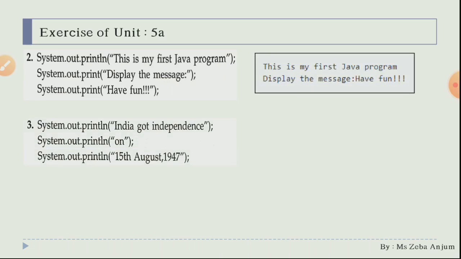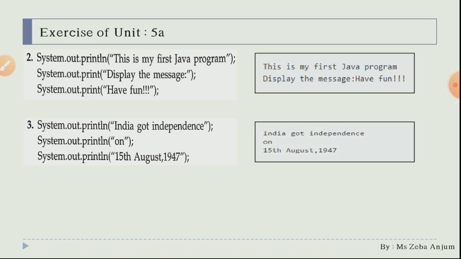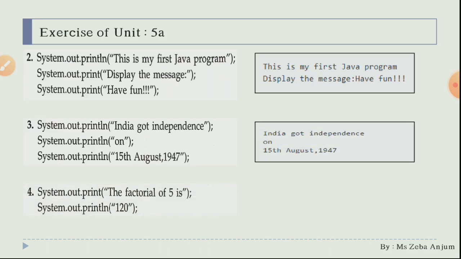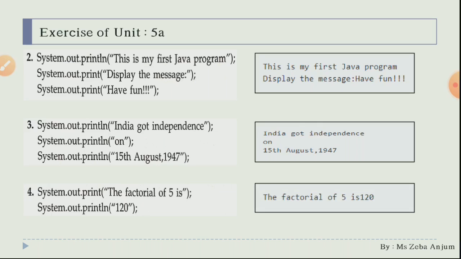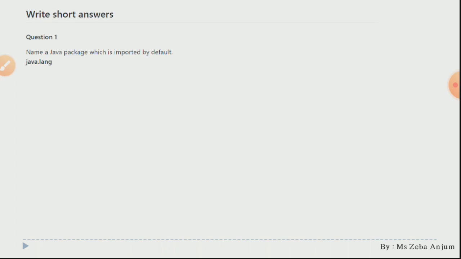See the third one, system.out.println. India got independence. println. On all the three lines we are having new lines, so everything is on a new line over here. Fourth one, first one we are not having the new line, second one we are having the new line, so basically the answer will be in a single line. Okay, moving forward, you are having short answer questions.